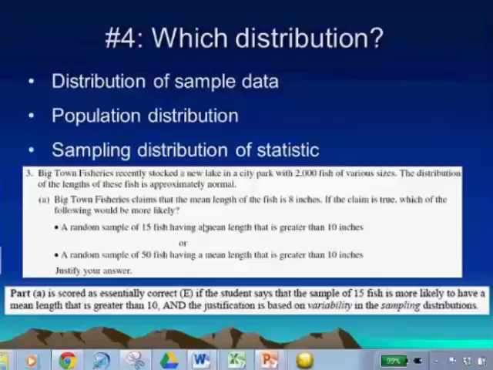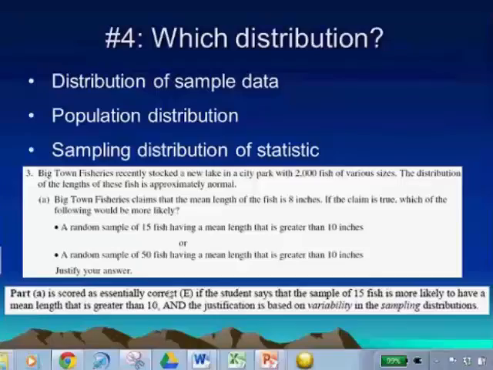But to answer the question, we need to know how the sample means would vary in random samples of size 15, and how the sample mean would vary in random samples of size 50. So this is actually a question about the distribution of the sample mean.